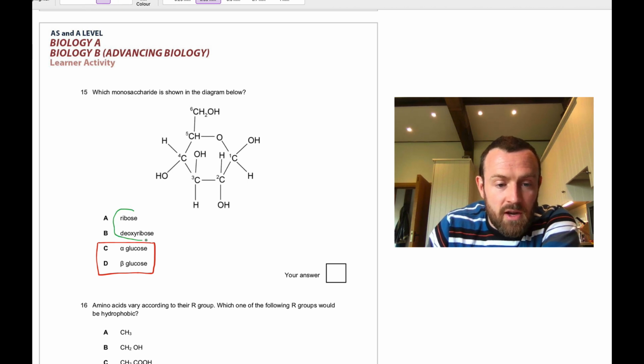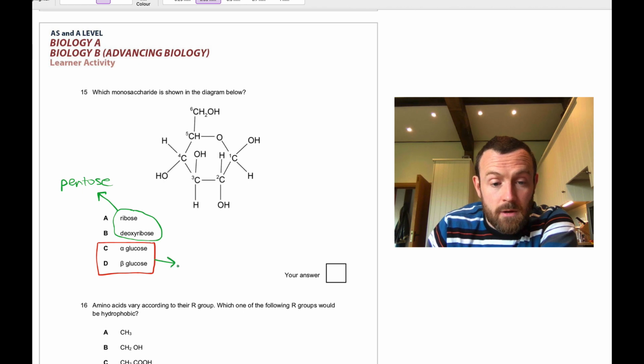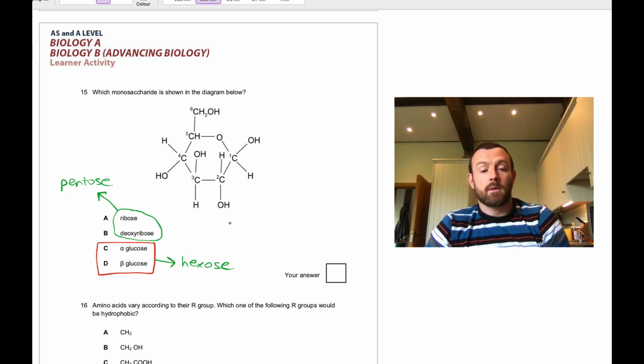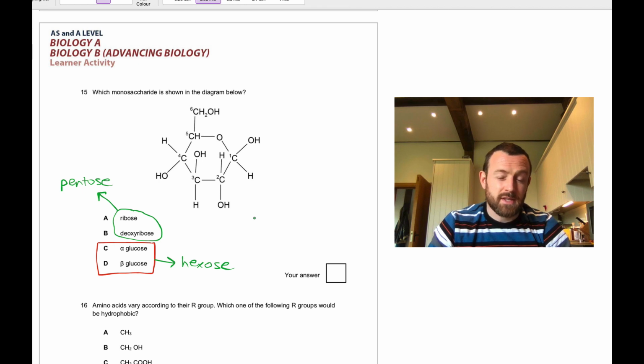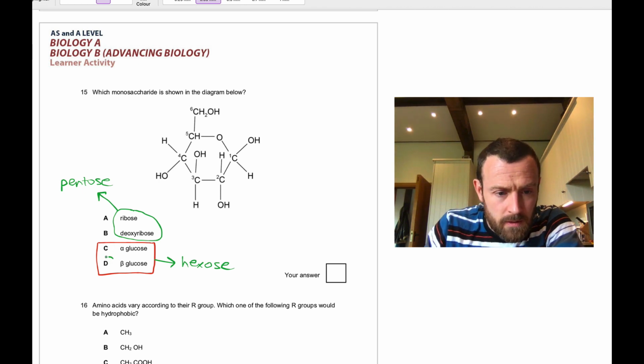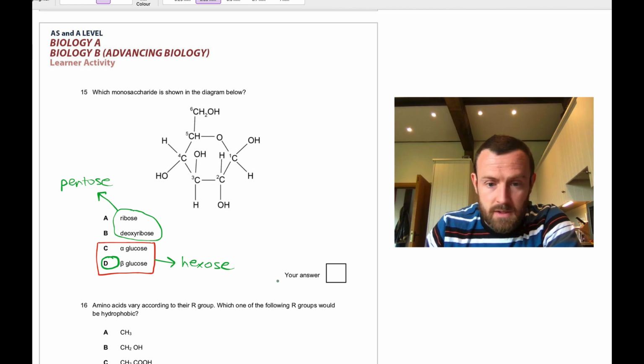Now, if you didn't recognize the structure, another thing you do need to know is that both ribose and deoxyribose are pentose sugars, which means they have 5 carbons, whereas both of these are hexose sugars. So how many carbons are there? 1, 2, 3, 4, 5, 6. It's a hexose. And which one is it? This one is beta glucose. That is right.